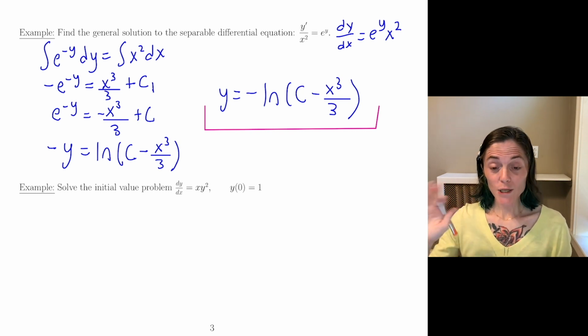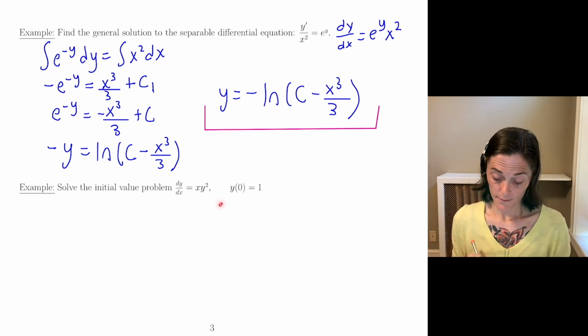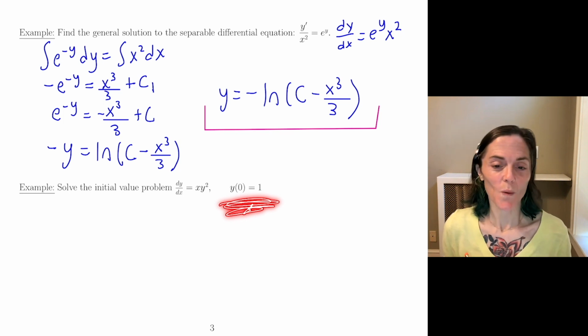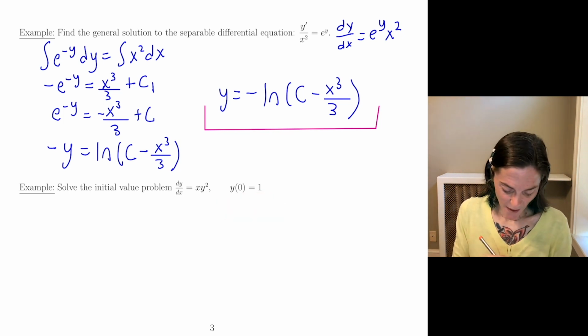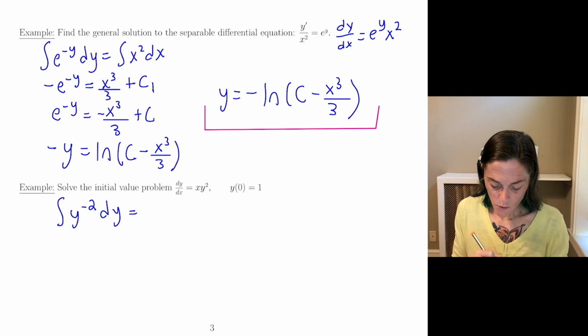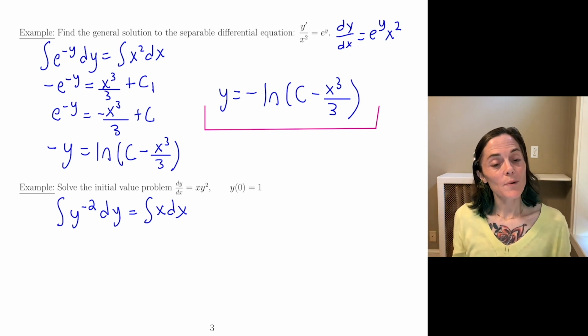Now, what I want to do is divide by y squared, which is not a problem because y is not identically 0. y of 0 is 1. So we can divide by y squared. We have an integral. I'll write it this way, y to the minus 2 dy, and this will be an integral of x dx. Power rule on both sides.